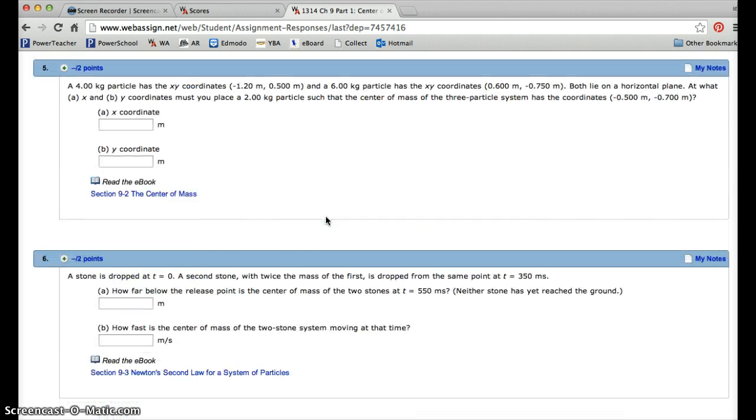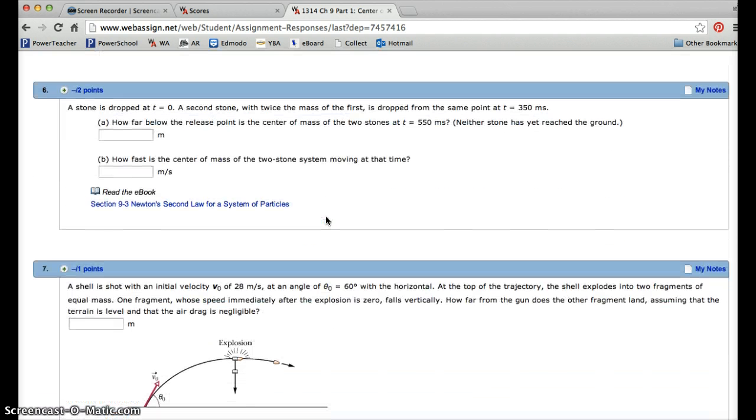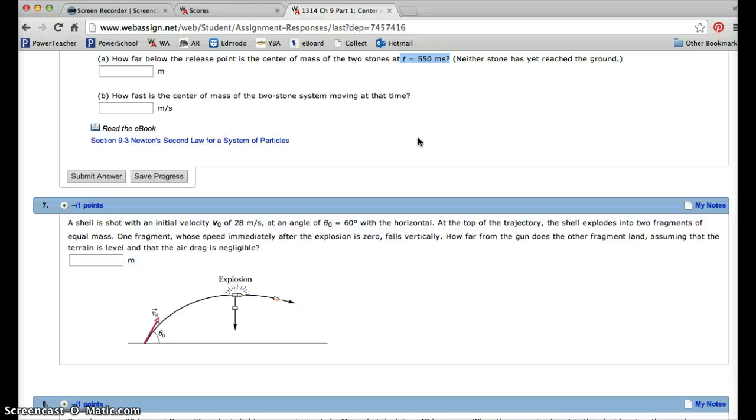For number 6, this is really just a kinematics problem. We are given our times in milliseconds, so we have to divide by 1,000 to get seconds. And then you'll use your how far equation and how fast equations to figure out how far and how fast the 2 stones have fallen at the time that's given to you. Once you know their positions and velocities, you'll just use the center of mass equation for position and then use it again for speed with v's instead of x's to find your answers for A and B.